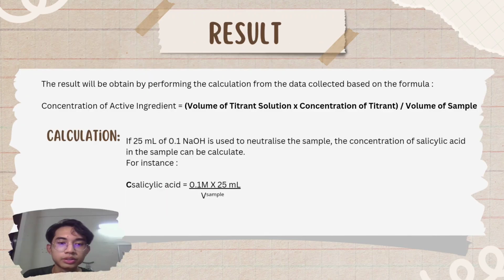The result will be obtained by performing the calculation from the data collected based on the formula. Concentration of active ingredient equals volume of titrant solution times concentration of titrant divided by volume of sample. For a calculation example, if 25 ml of 0.1 molarity NaOH is used to neutralize the sample, the concentration of salicylic acid in the sample can be calculated. For instance, concentration of salicylic acid equals 0.1 molarity times 25 ml divided by volume of sample.